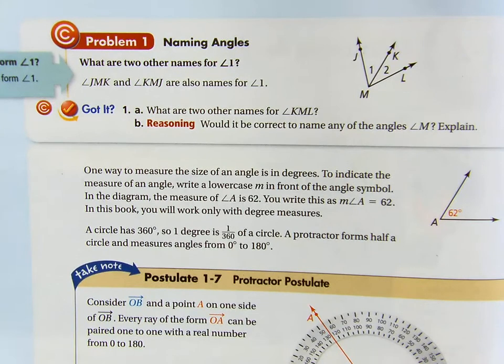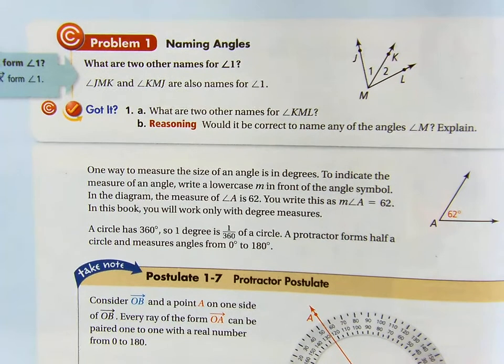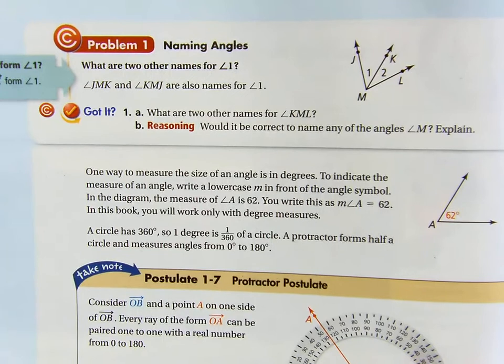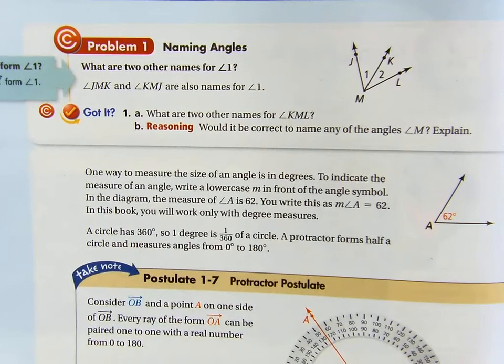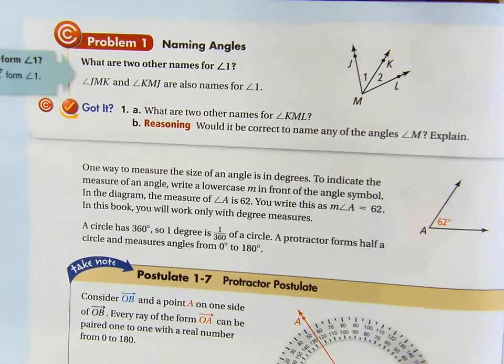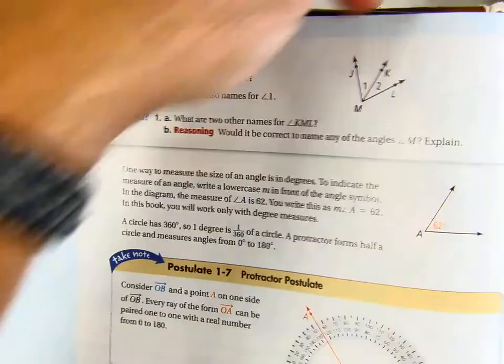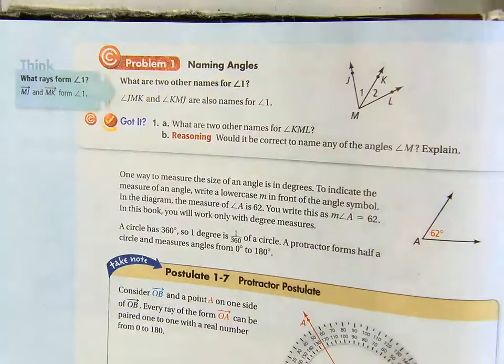Now we have something called the protractor postulate. In the last section, we had a ruler postulate. We measure segments with rulers. We measure angles with protractors. We have what's called the protractor postulate. Sorry.